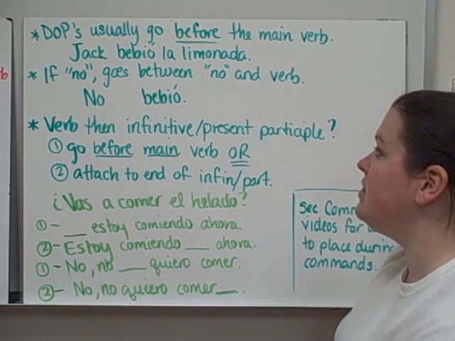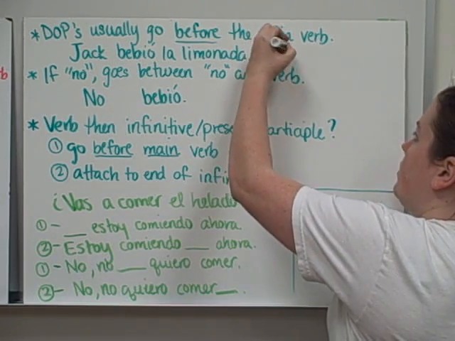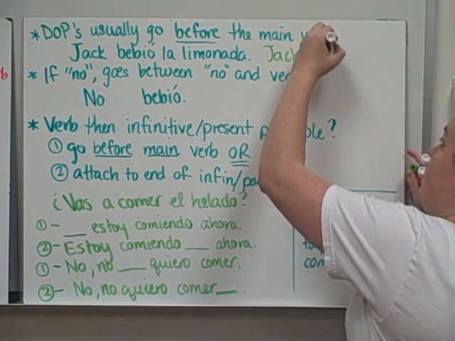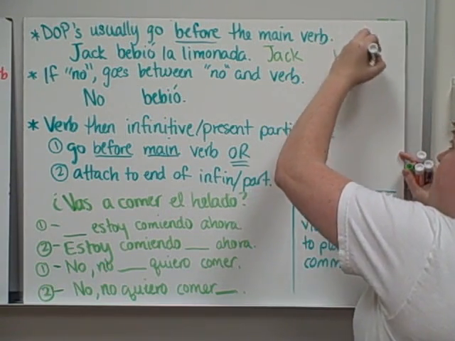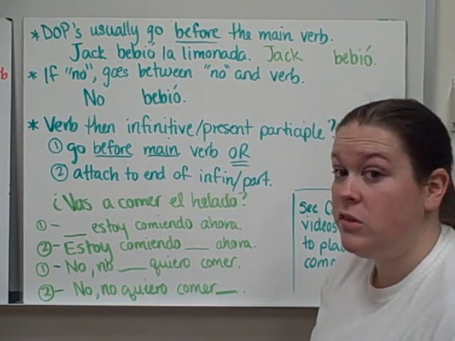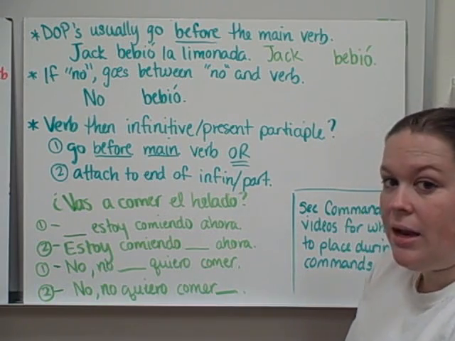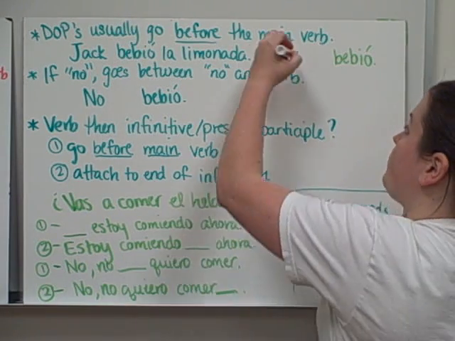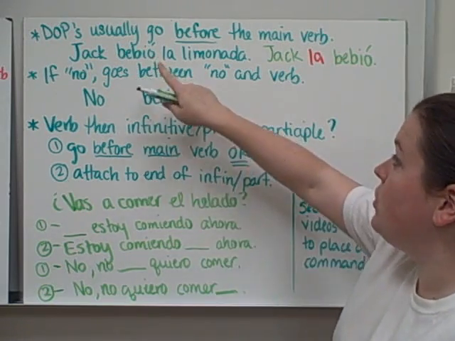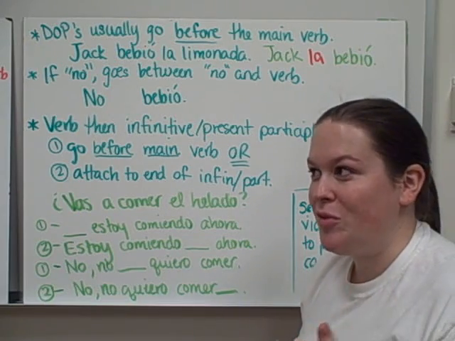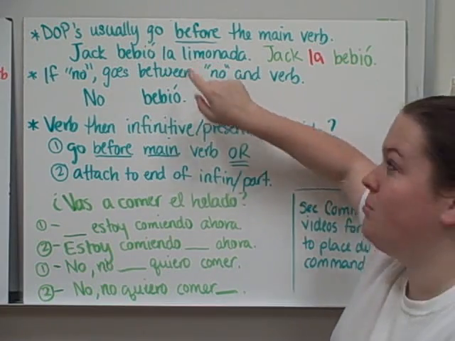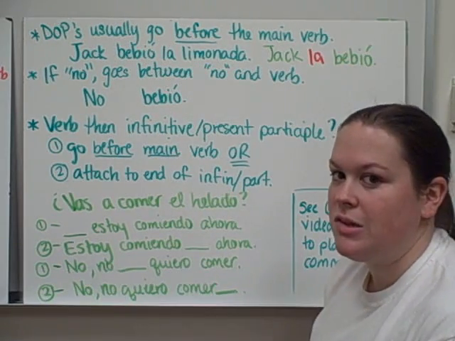So when we rewrite this, it will say Jack, and then he drank, so bebió. And then remember, la limonada is going to go before the main verb, so that's why I left the space, and la limonada will be replaced with la. So Jack drank it. Jack drank the lemonade. Remember, you have to tell us what the word is first before you sub it out. You have to know that it's lemonade, and then you'll sub it out in the following sentences.